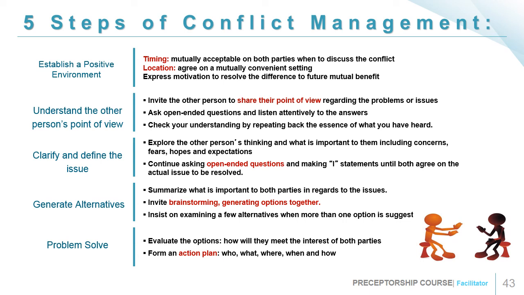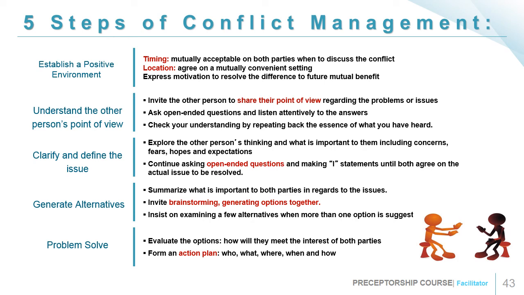Five steps of conflict management. Establish a positive environment. Always select the proper time and location that is mutually acceptable and convenient to both parties when to discuss the conflict. Understand the other person's point of view by asking open-ended questions and listening attentively to the answers. Also check your understanding by repeating back the essence of what you have heard.